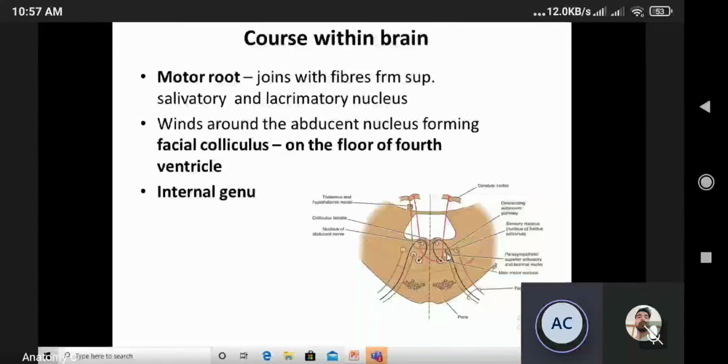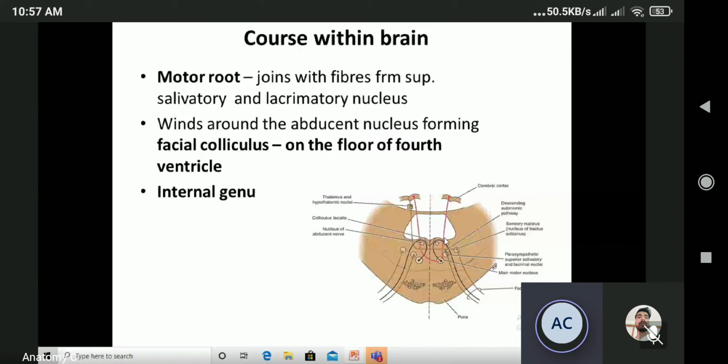So this is the superior salivatory nucleus. Deep to it lies the lacrimatory nucleus. The motor root joins with the fibers from the superior salivatory nucleus, and the facial nerve from the motor nucleus winds round the abducens nerve nucleus. This is the abducens nerve nucleus here. So it winds round the abducens nerve nucleus here.